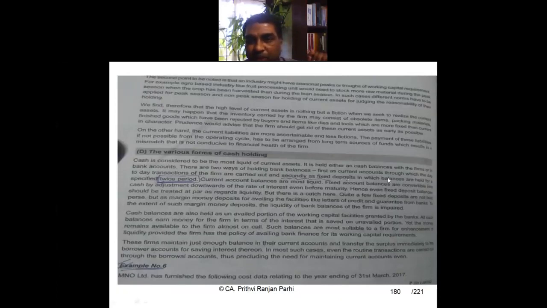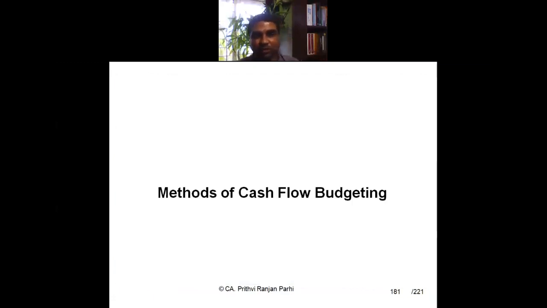Secondary are fixed deposits in which balances are held for a specified term period, wrongly typed as specified price period. Either it is fixed deposits are invested for a specified period, or you can say specified term period, like this. So this is a printing mistake only, no issue.